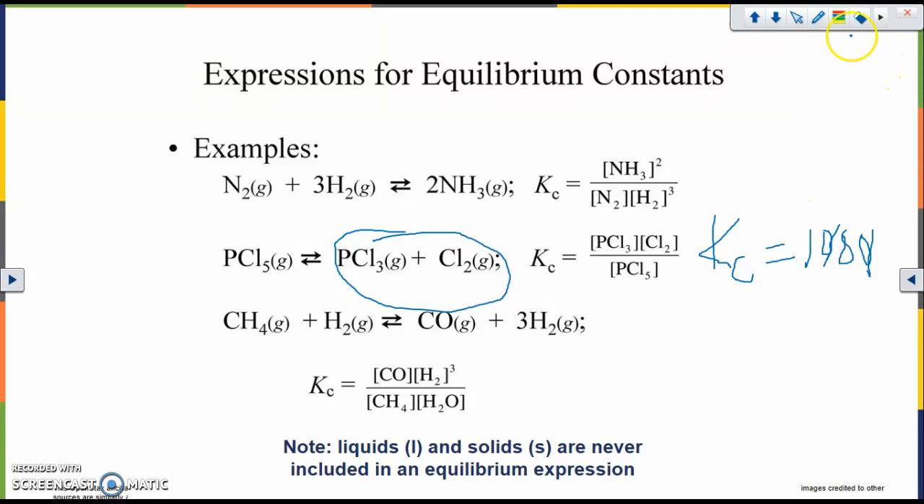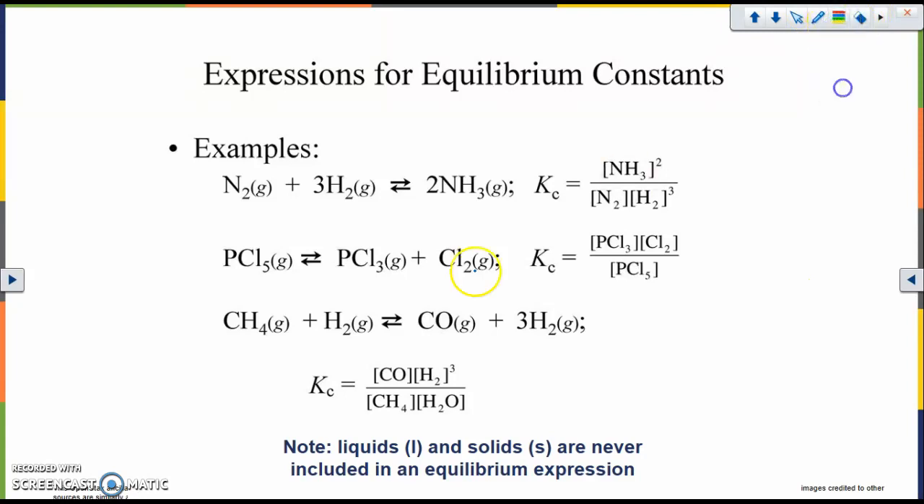Now, what would have happened if I told you that at equilibrium, same hypothetical, this Kc is, let's say, 0.0001?